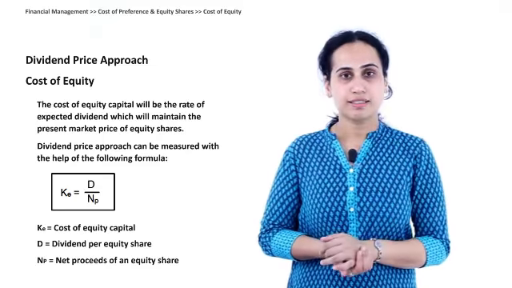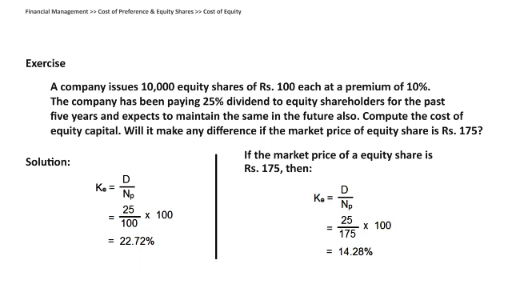As you can see in this illustration, a company issues 10,000 equity shares of 100 each at a premium of 10%. The company has been paying 25% dividend to equity shareholders for the past 5 years and expects to maintain the same in the future also. Compute the cost of equity capital. Will it make any difference if the market price per share is rupees 175?